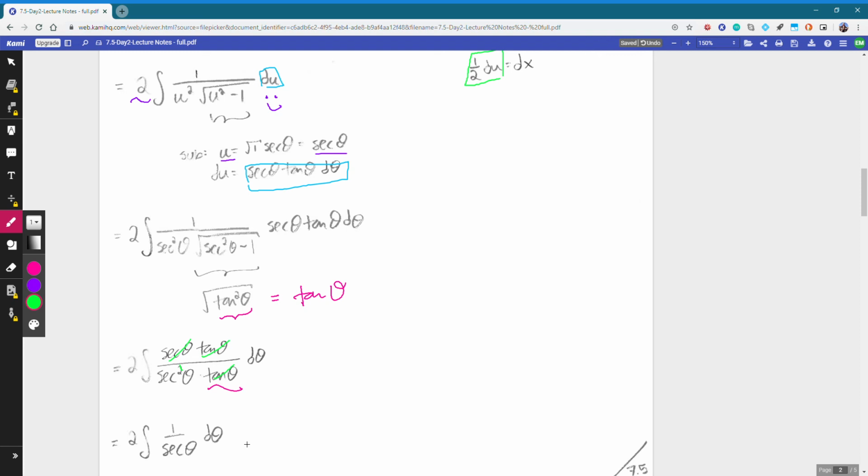And at this point, things might feel a little bit goofy. We know how to integrate secant. We have that formula. It's not so pretty, but it's there. What about 1 over secant? How could we integrate that?